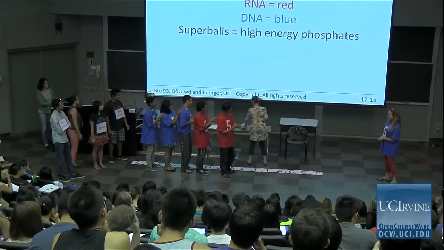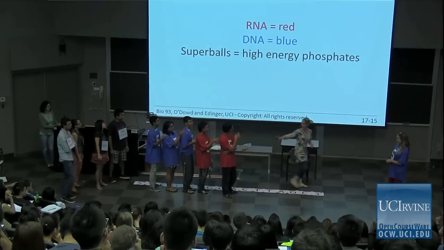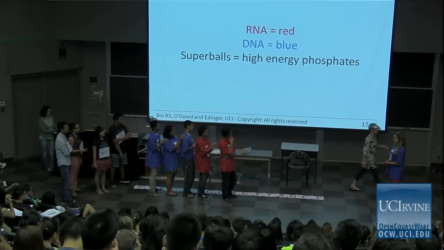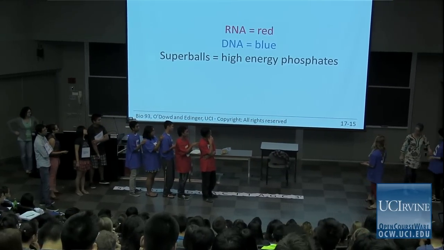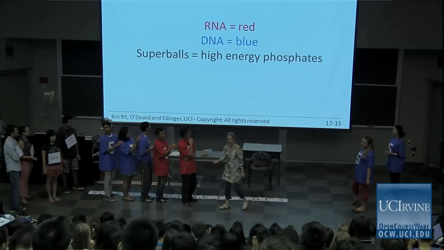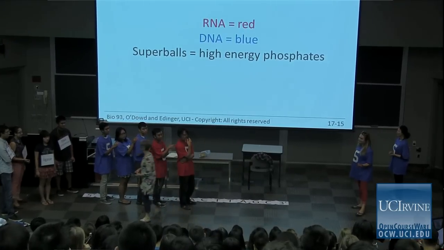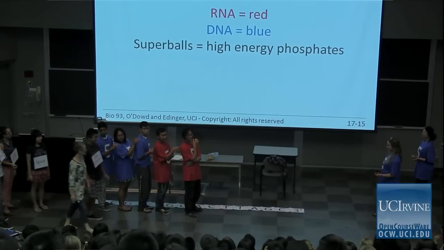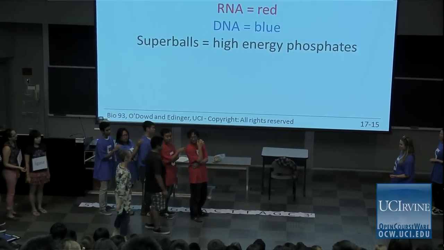Okay, so what's wrong? Is this a correctly replicated piece of DNA? No, right? What do we need to do? Boot the RNA, right? So who's going to do that? We have a DNA polymerase that does that job. So DNA polymerase, go ahead, replace this RNA with DNA.